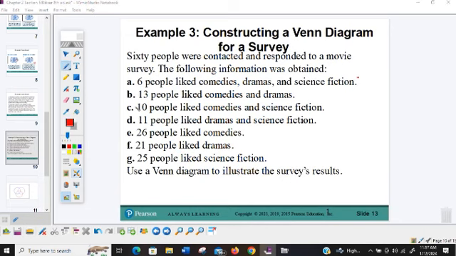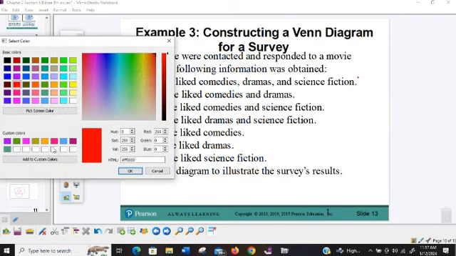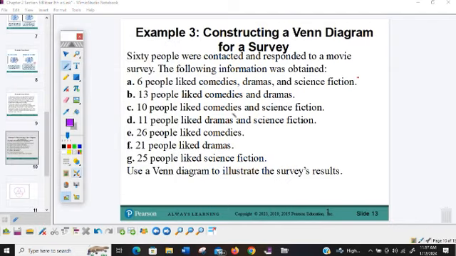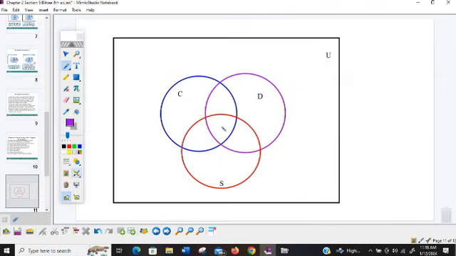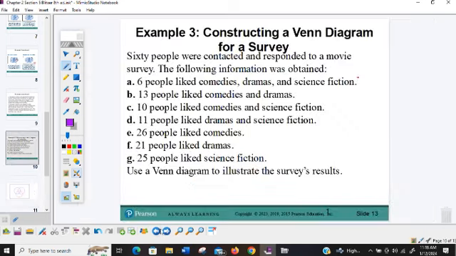And it says 6 people. I'm going to get a different color because some people don't see red that well. So it says 6 people like all 3. So we're going to go right here and we're going to put our 6 right here in the middle. Okay? Then let's go to the next one.